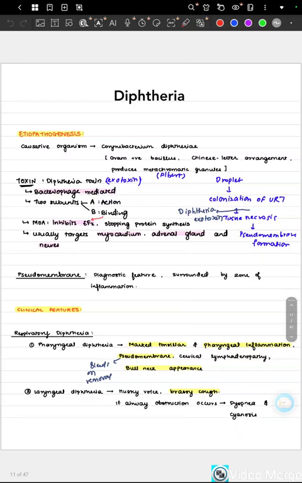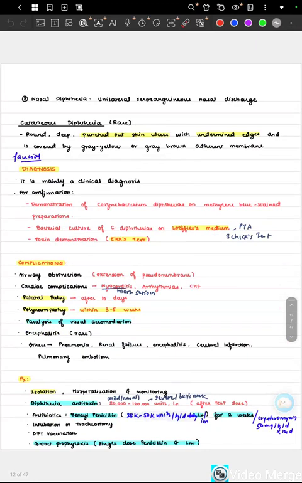Clinical features: there are different types of diphtheria. Respiratory diphtheria can lead to pharyngeal diphtheria, wherein tonsillar as well as pharyngeal inflammation is seen, pseudomembrane formation, cervical lymphadenopathy, and bull neck appearance. Then laryngeal diphtheria, wherein musky voice and brassy cough are seen. If airway obstruction occurs, dyspnea and cyanosis are seen. Nasal diphtheria is the one where unilateral serosanguinous nasal discharge is seen. Apart from that, cutaneous diphtheria, wherein punched out ulcers are seen, with undermined edges, covered by a grayish yellow membrane. Faucial diphtheria is another type.